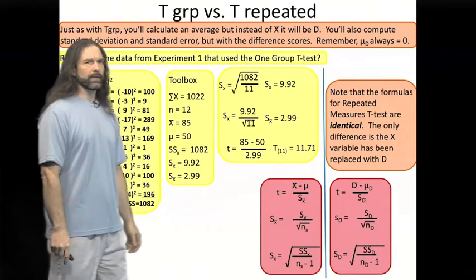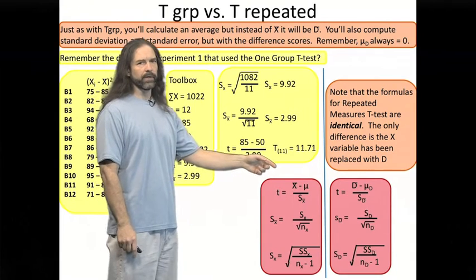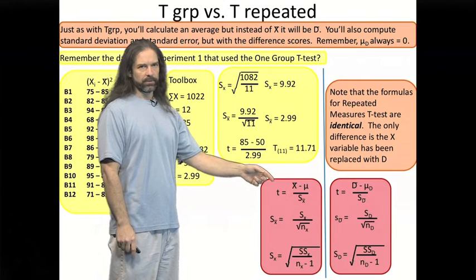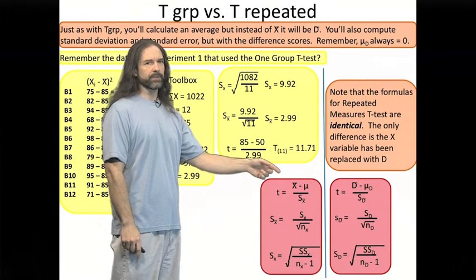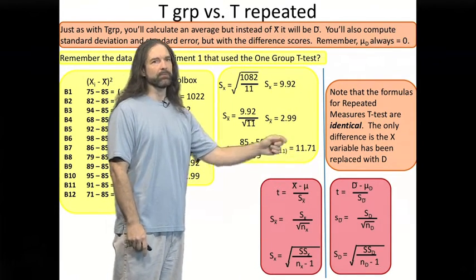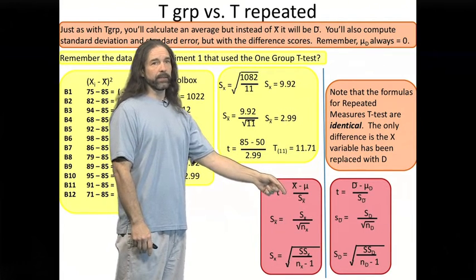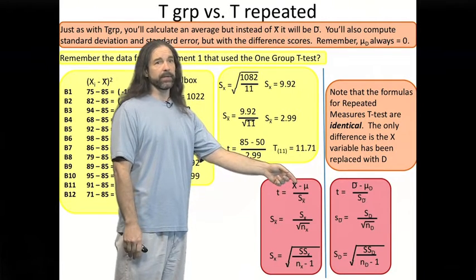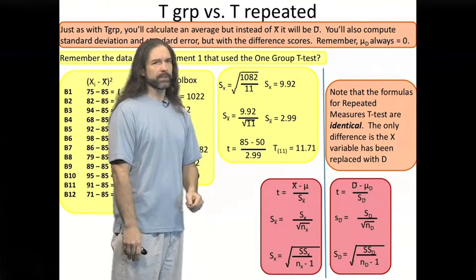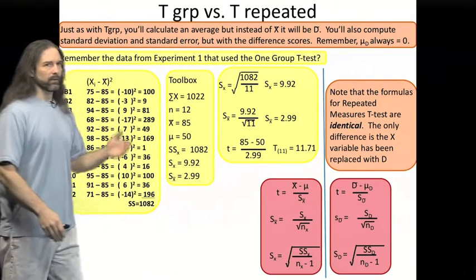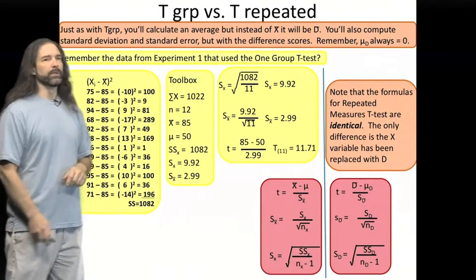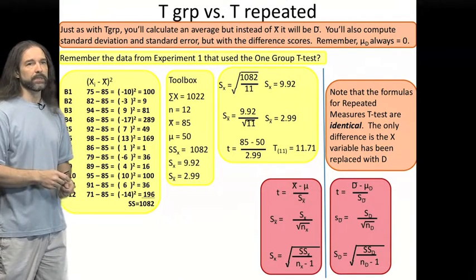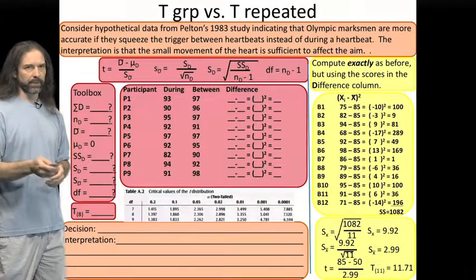I want you now to look at the repeated measures t-test over here. The repeated measures t-test on the other side is identical to the one group t-test. The only difference is here I have x bar, over there I have d bar. Here I have standard error indicated as s sub x bar. Over there I still have standard error, it's just s sub d bar. Because instead of dealing with what we had labeled as an x distribution, we're now going to be dealing with what we will label as a d distribution. If you can compute one group t-test, you've got repeated measures t-test.